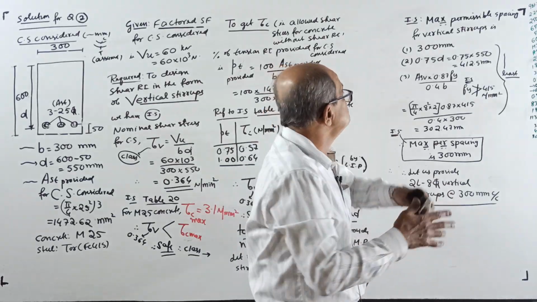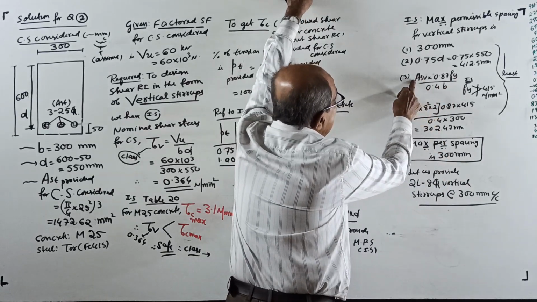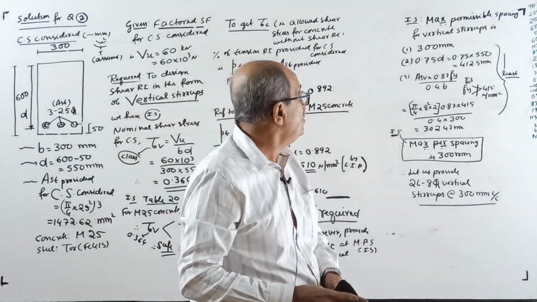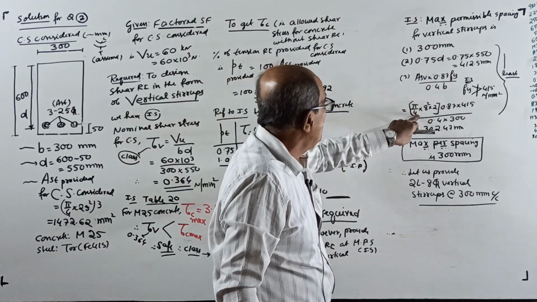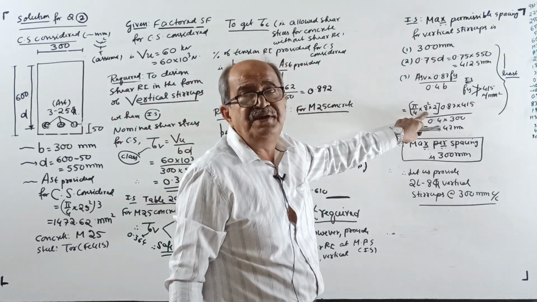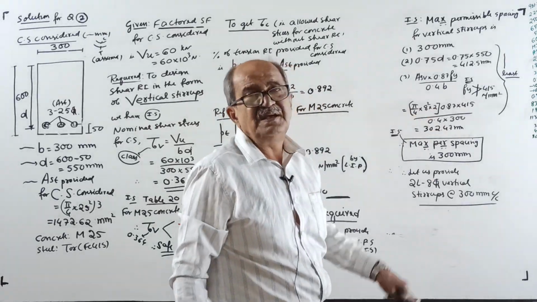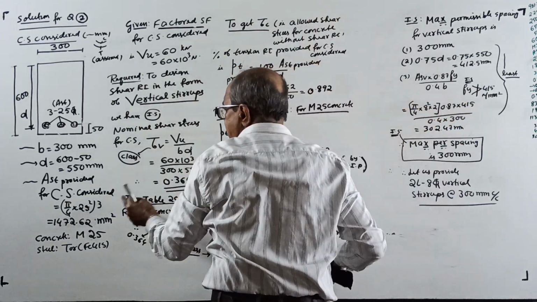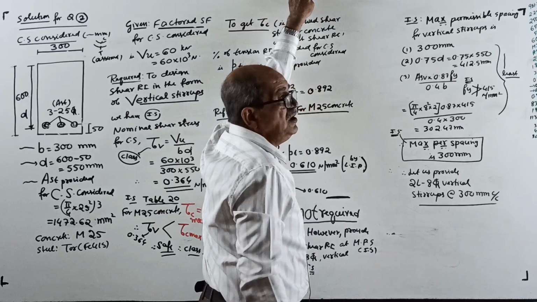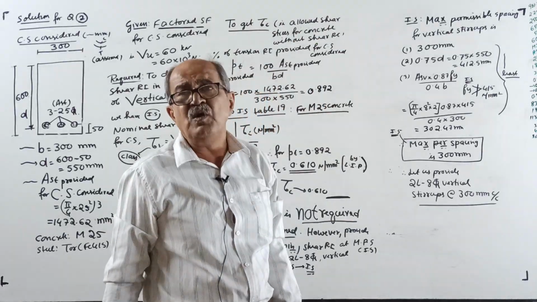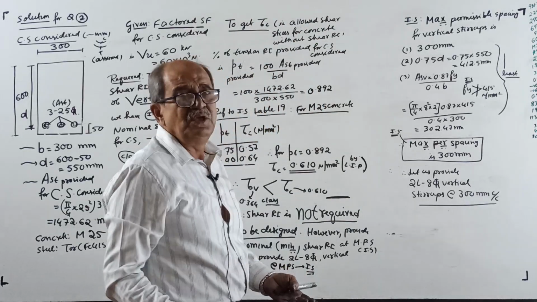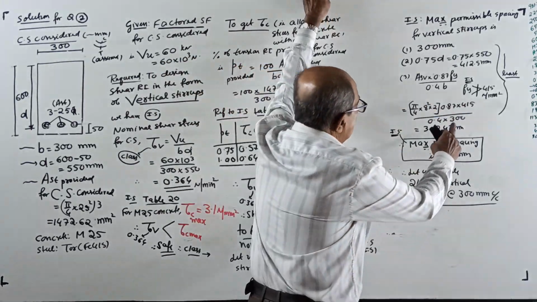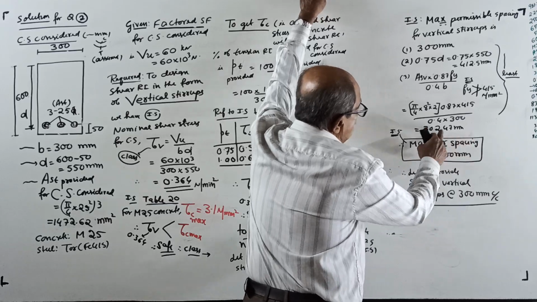Those who want: Asv is the cross-sectional area of the legs of the stirrups, equal to the cross-sectional area of one leg, pi by 4 of 8 square, into number of legs. People know it. Into 0.87 into fy. Our fy is 415. IS code told you should not take fy more than 415. Since it is 415, we substitute fy equal to 415 only. Substitute 415, 302.47 will come.